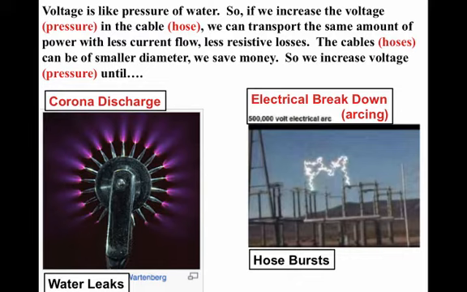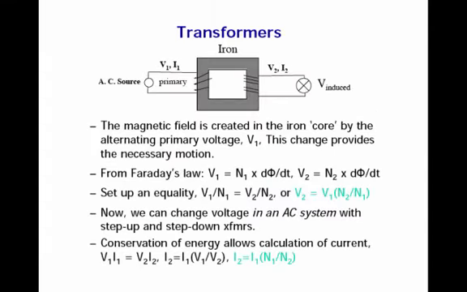And so in designing your long-distance electrical transmission lines, you're going to boost the voltage up until you get to a point where your corona discharge is losing money for you. And so the voltage we usually use for long-distance lines is about 500,000 volts.